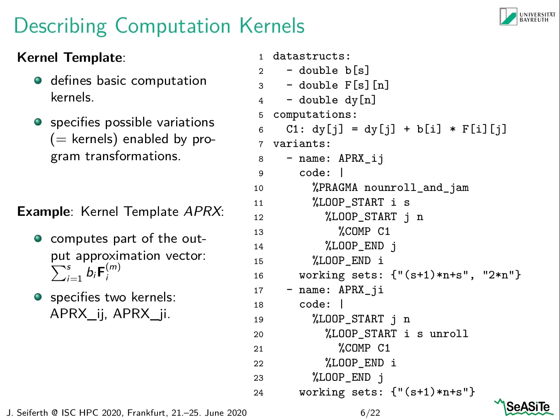Loop statements are defined using keywords loop start and loop end. The first parameter specifies the loop variable name, the second defines the number of loop iterations. The loop in line 19, for instance, runs from j equals 0 to j less than n. Further, an optional third parameter unroll can be used to mark a loop for loop unrolling during code generation. For instance, the loop in line 20 will be unrolled. Last, keyword pragma can be used to add loop-specific pragmas.